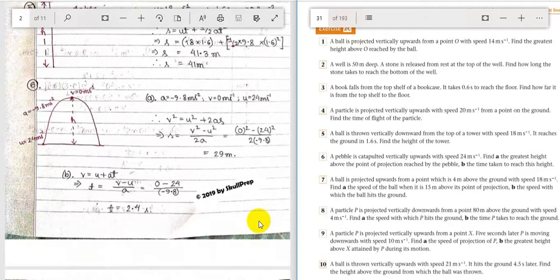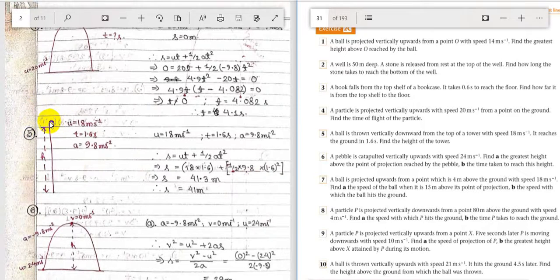Hope this was clear. Question number 5. A ball is thrown vertically downward from the top of a tower with speed 18 meters per second. It reaches the ground in 1.6 seconds. Find the height of the tower. It wants to find the height of the tower.